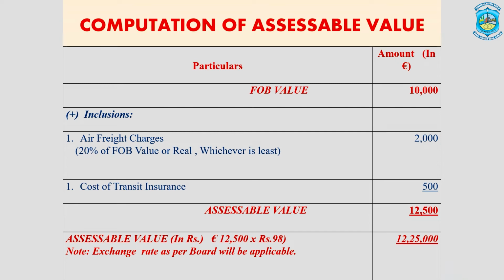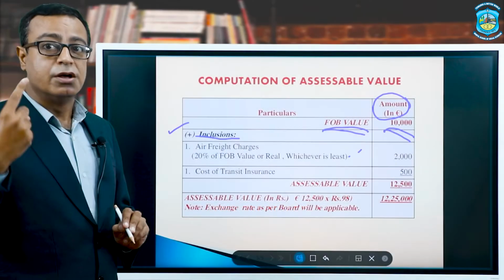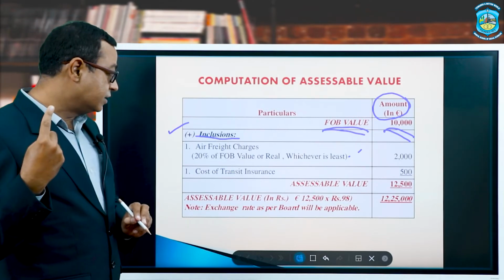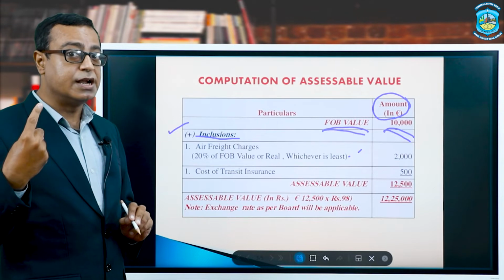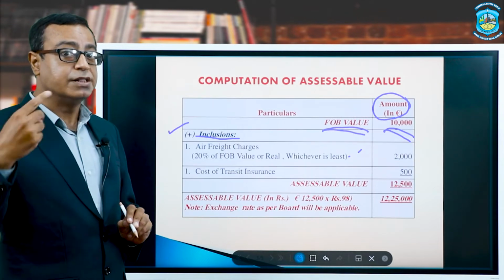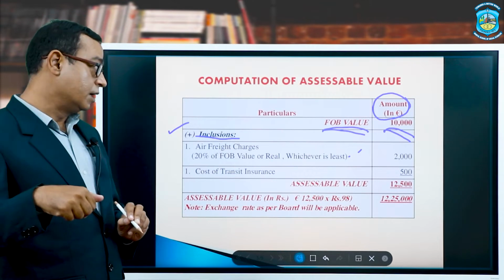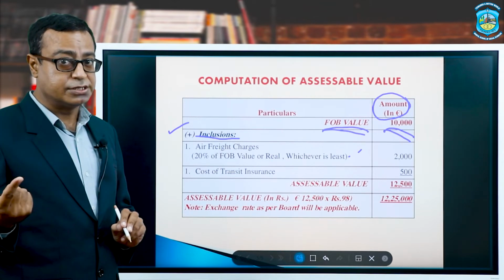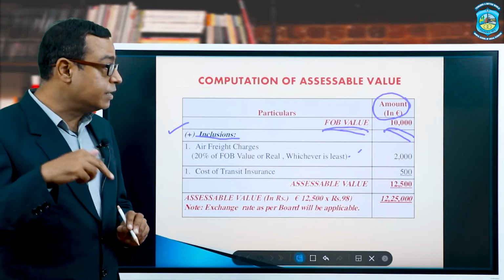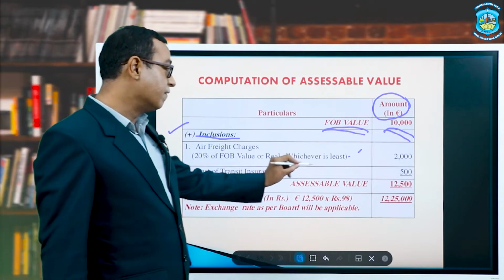First, we have air freight charges. Second, we have insurance charges. But at air freight charges, you have to remember we are looking at the air freight charges that is related with transportation through aeroplane or aircraft. In this particular situation, we have the rule. Real transportation charges, that is 2,500 euro or 20% of FOB, whichever is least.